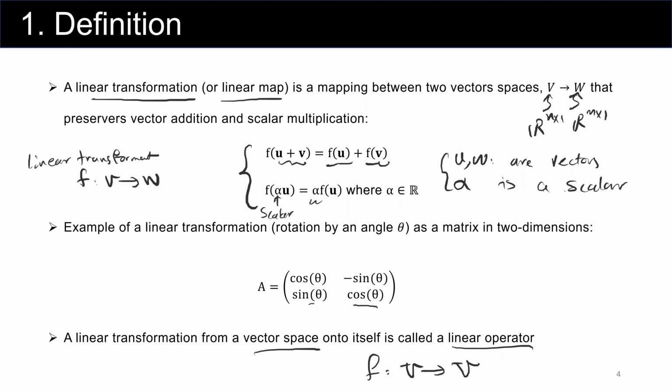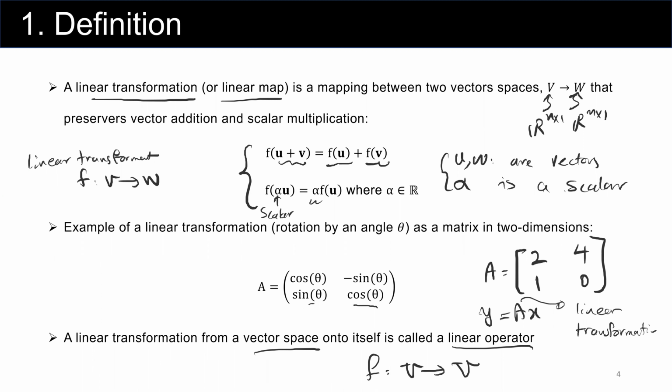Another example of a linear transformation is just a matrix with some values. A is 2, 4, 1, 0. So y is equal to Ax. So A is called a linear transformation, because if we apply A to x, it's going to lead to y. We can also show this as f of x. So f is our linear transformation. We talked about this as a preliminary to introduce eigenvalues and eigenvectors.